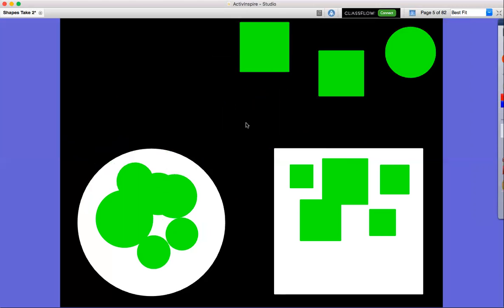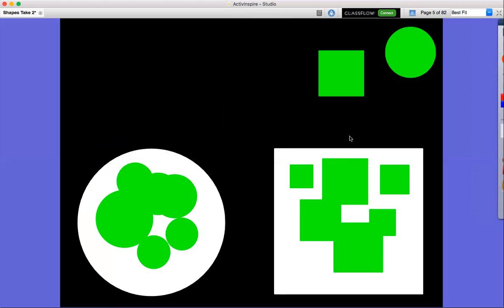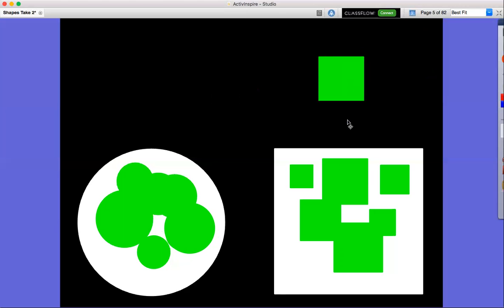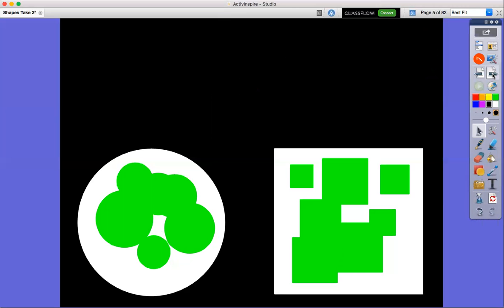This one right here? No, that's a circle. What about this big guy? Is this a square? Yes, that's a square. Is this a square? No, that's another circle. All right, our last shape is a square. Yes, this is a square.